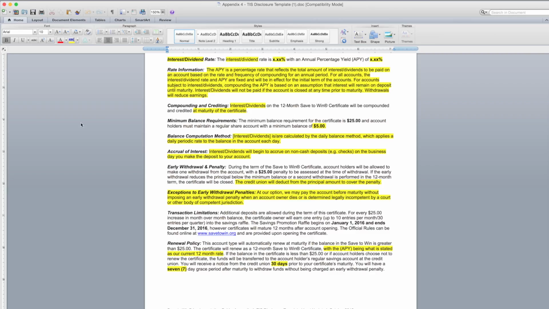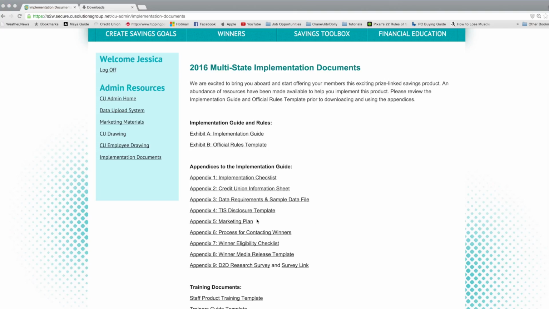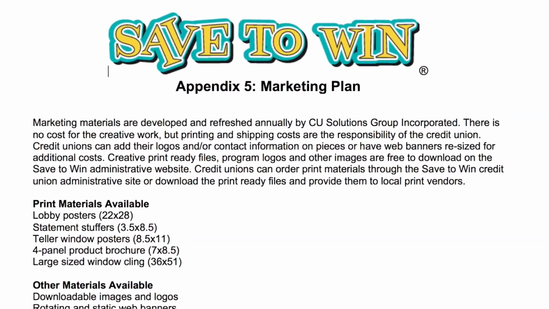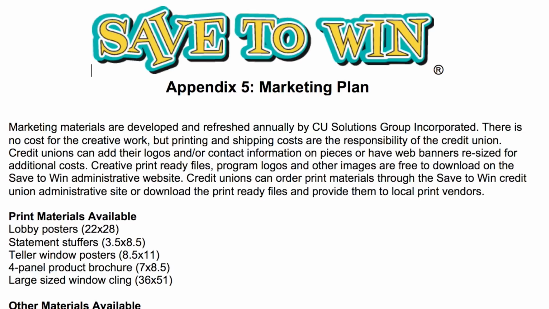Now that we've looked at this disclosure, let's take a look at the last document, which is your Appendix 5 Marketing Plan. The Save to Win program does not have set marketing requirements, but rather has provided a marketing plan that will help you develop your 12-month marketing campaigns throughout the year. The marketing materials are developed and refreshed annually by CU Solutions Group, and there's no cost for creative work, but the printing and shipping costs are the responsibility of the credit union.